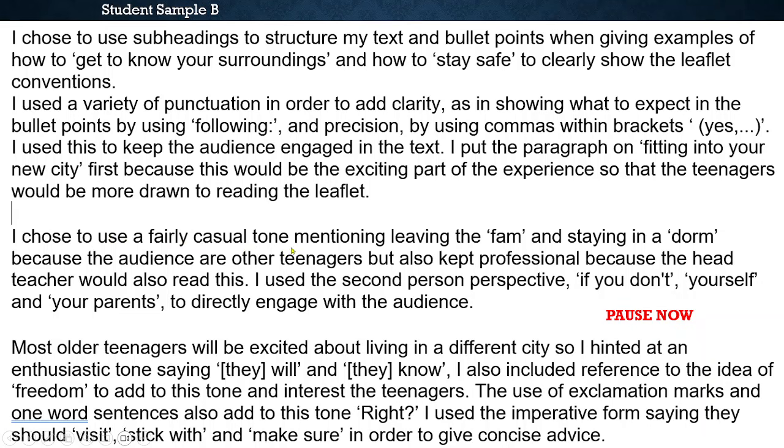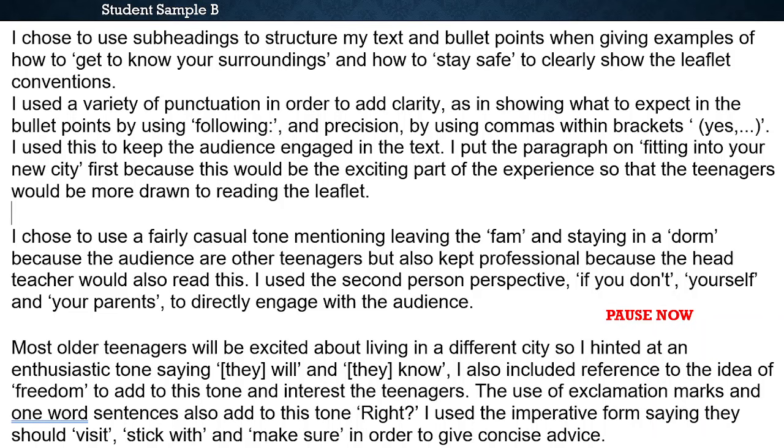I chose to use a fairly casual tone, mentioning leaving the fam and staying in a dorm. These are all very, very good points. Take your time to read through it. Again, I would guess that this would probably get a 7 to an 8 out of 10.